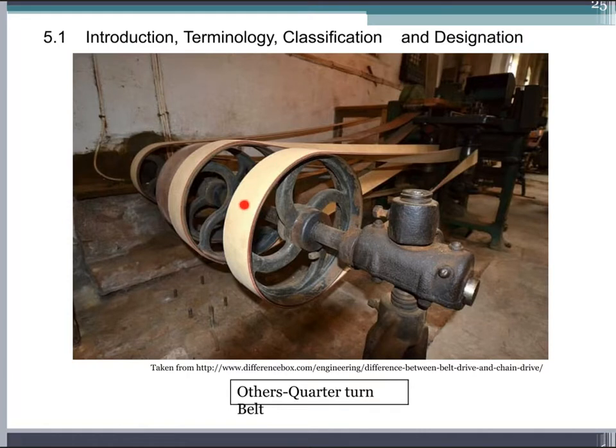We have a horizontal shaft here. This is our pulley and belt drive, which is then connected to a vertical shaft here. So first it is horizontal, and then at the end it joins to the vertical. So we call it a quarter turn belt drive system.